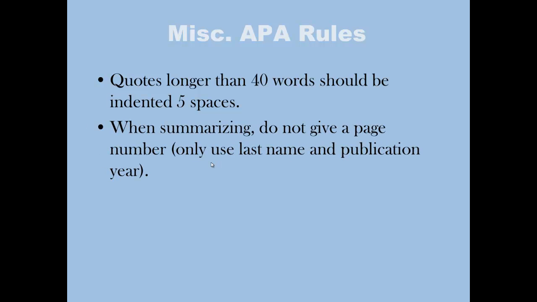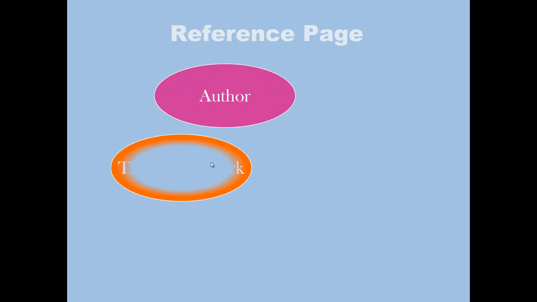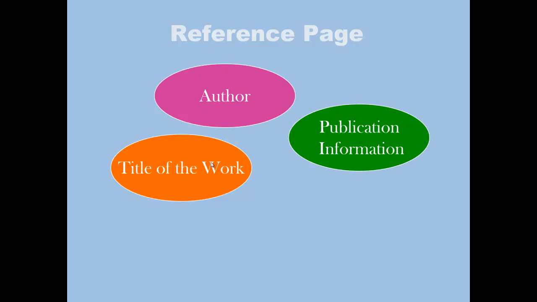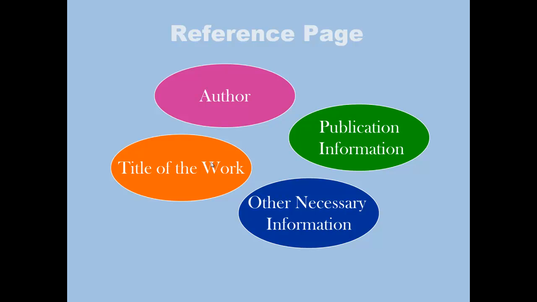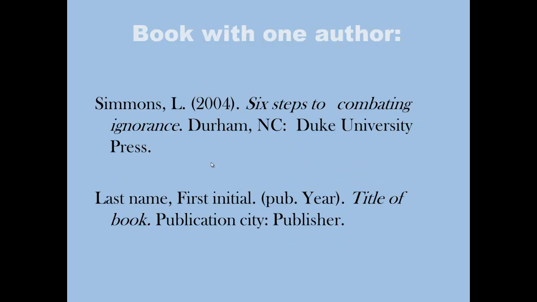When summarizing, you don't have to give a page number. You only use the last name and the publication year. If you're reading a particular source and you're not directly quoting from it or using any direct language from that source, you're just going to summarize it in your own words. You only need to give the author's last name and the year in that in-text citation. For reference pages, we need to have the author's last name, first initial, the title of the work, the publication information, and then other information that might be necessary to identify that.